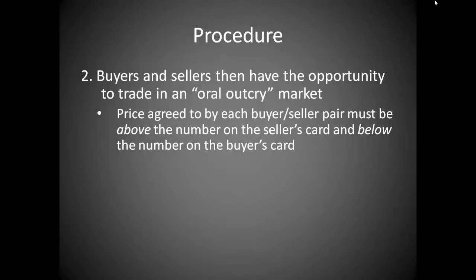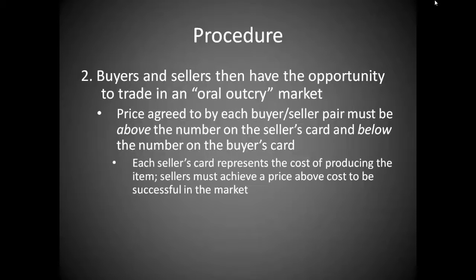Now, the students have to find a price, and of course that price has to be above the number on the seller's card and below the number on the buyer's card. Because what the card represents for the seller is the cost of producing the item. So sellers must sell the good above the cost in order to make a profit and be successful in the market. The way the pit market exercise is structured, you will not let students in the seller group sell at a price below the number on their card.